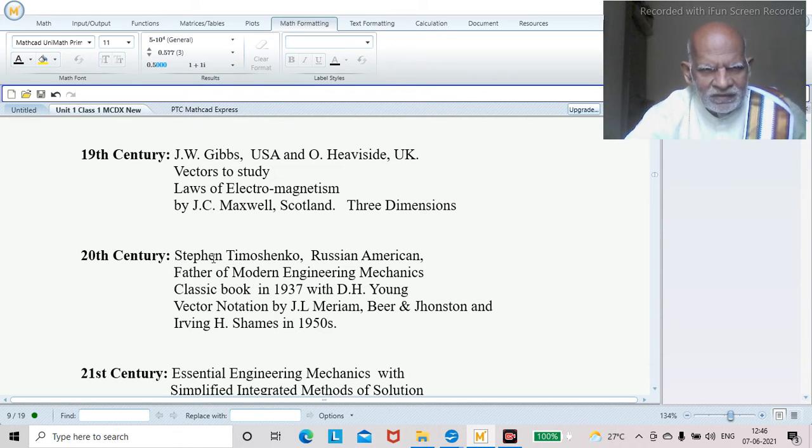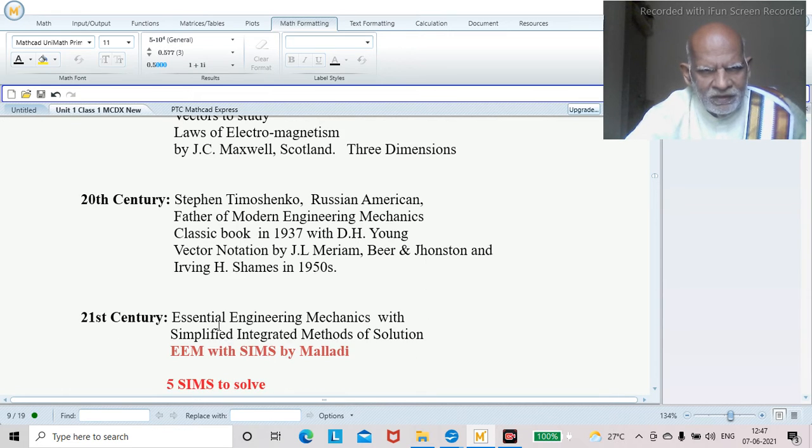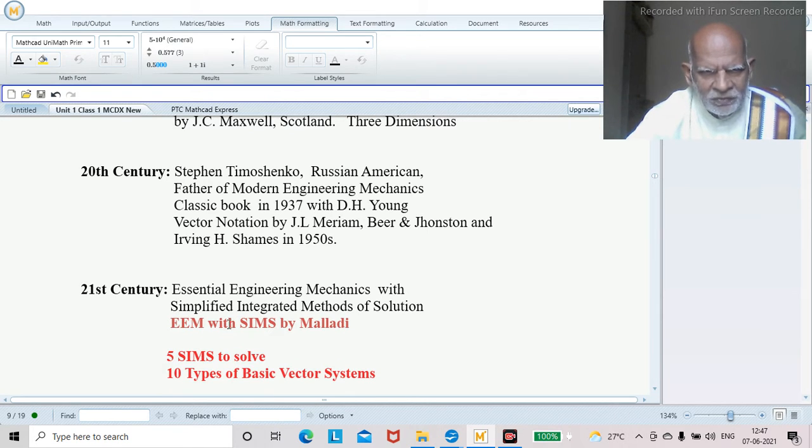Then there is Stefan Timoshenko, from Russia. He is known as the father of modern mechanics, and his books are still studied. He worked with J.H. Young. Later, in the 1950s, J.L. Meriam and Byron Johnson introduced vectors in the books. And in the 21st century, I have used polar coordinates extensively and simplified them. I call them sims, so it will reduce the number of steps. We'll learn about them later on.